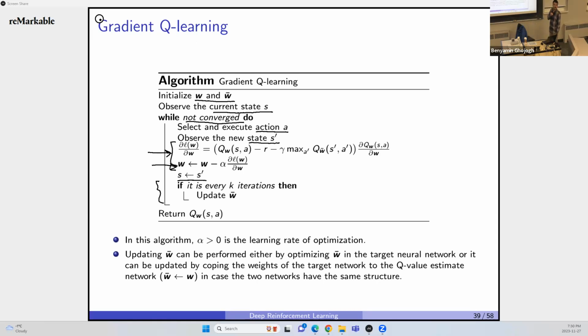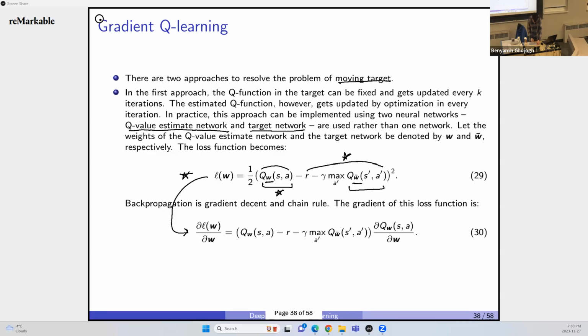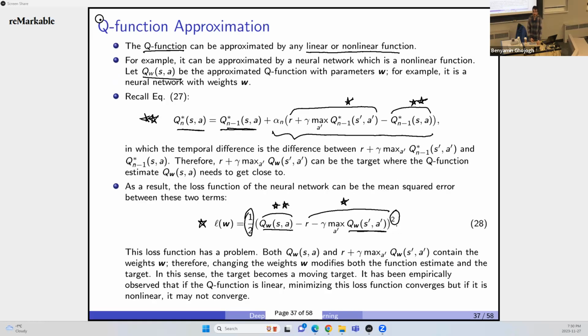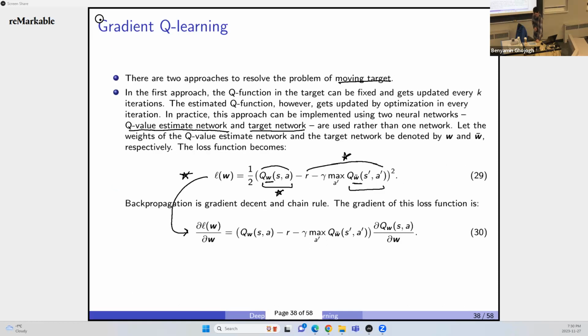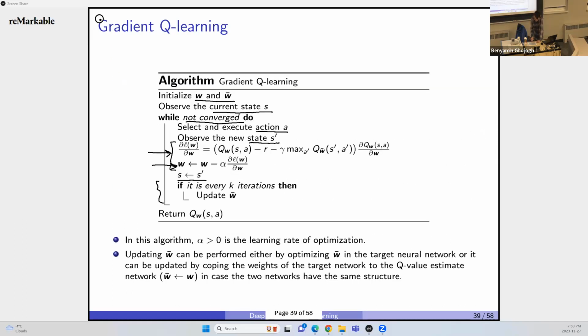Should we always keep that target network fixed? No, because if you always fix it, then this will not be equivalent to this, right? So let's relax the problem a little bit and update the target network every k times periodically. Agreed? So every k times update w bar.